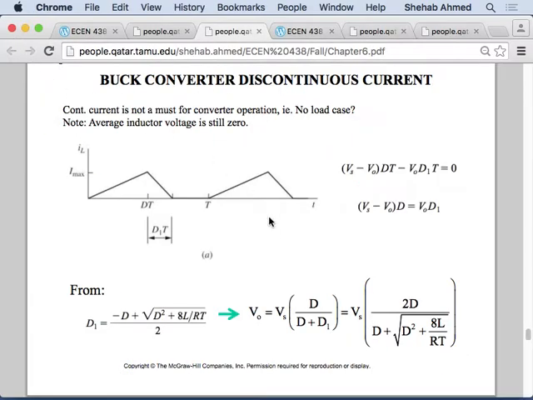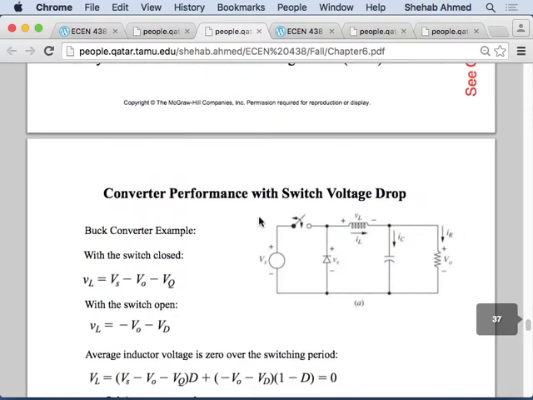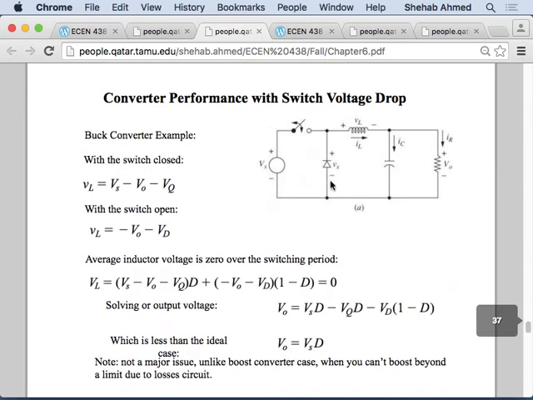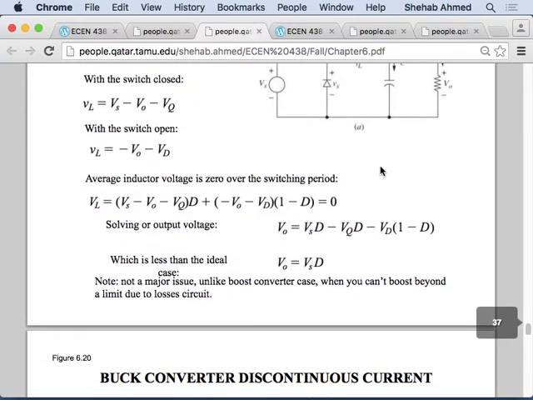They do the same thing, but what will change though? It's going to change the voltage transfer ratio. How will it change that? Remember we said that areas have to be equal. This is the voltage across the inductor when the switch is closed. For the buck converter, when the switch is closed, it's the input voltage minus the output voltage. Correct? This occurs when the switch is closed.